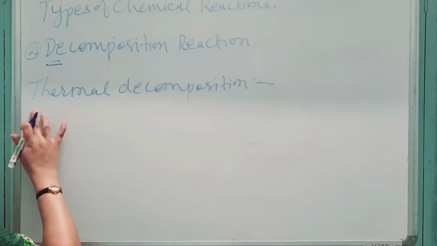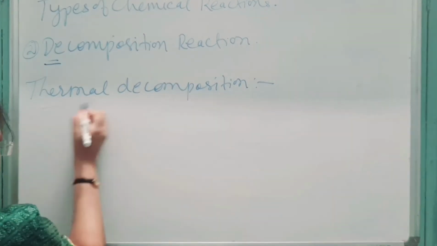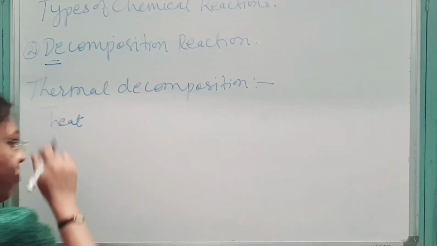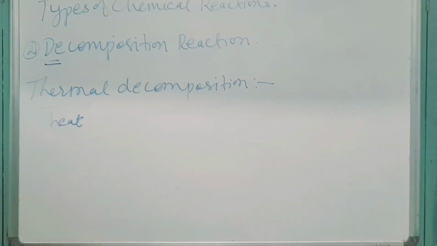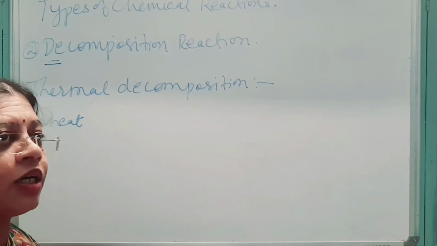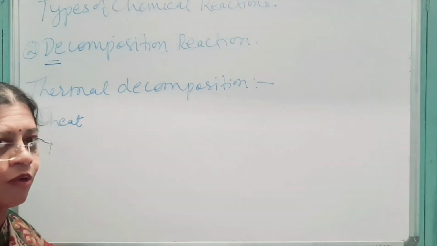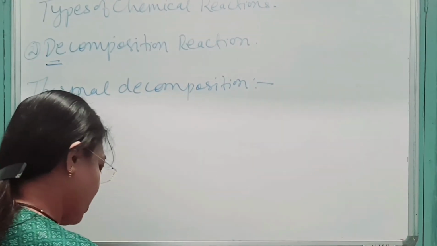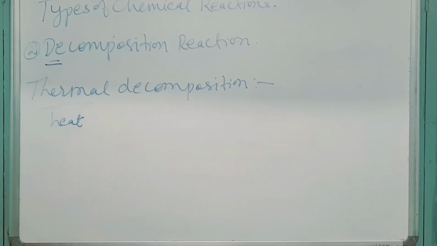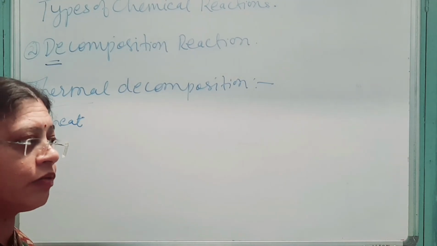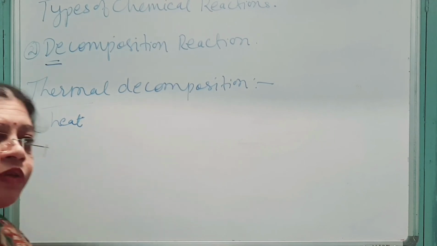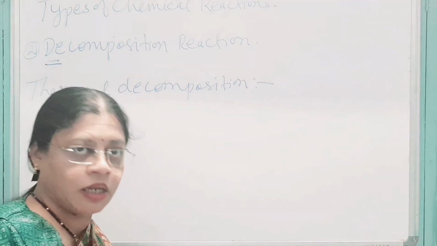Now let's understand what is thermal decomposition. Thermal means heat. So here the decomposition is carried out with the help of heat, so it is called thermal decomposition. Thermal decomposition is the process in which the decomposition is carried out with the help of heat. Another example of decomposition is the electrolysis of water, where the water is split into oxygen and hydrogen.